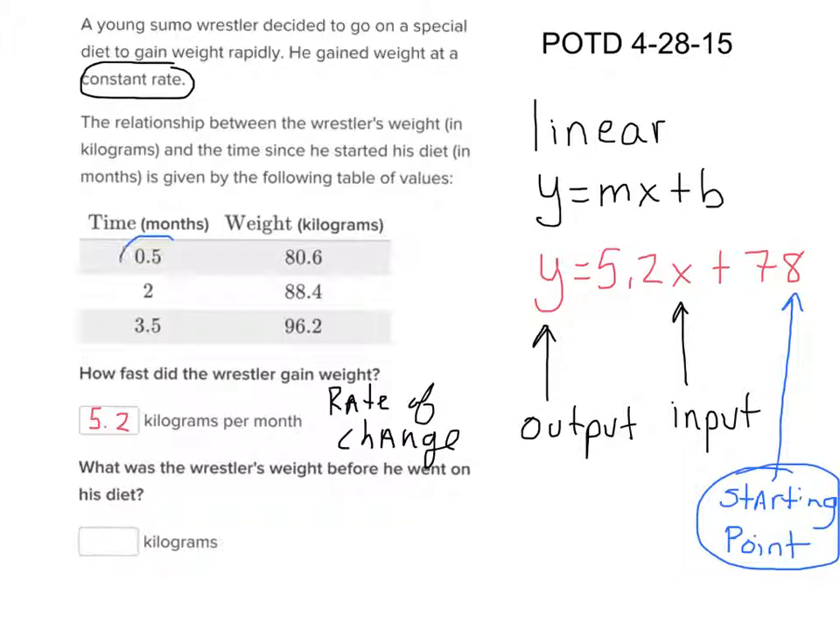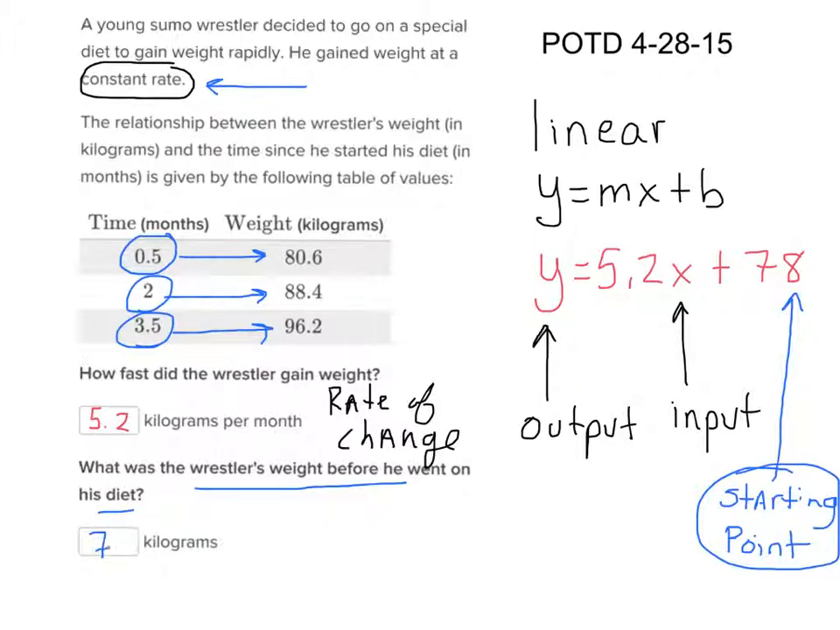You can see after a half month, he's already at 80.6. After 2 months, he's at 88.4. After 3.5 months, he's at 96.2, right? So he's gaining weight pretty steadily. As a matter of fact, he's gaining it at a constant rate, isn't he? Okay. So what was the wrestler's weight before he went on the diet? 78 kilograms.